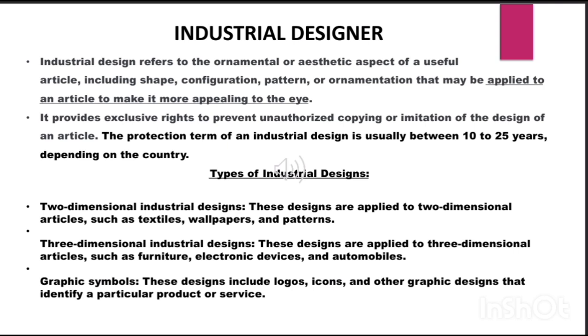Industrial designs are further divided into three types. The first one is two-dimensional industrial designs. So this is applied in articles such as textile, wallpapers and patterns. The second type is 3D industrial designs. They are applied on furniture, electronic devices and automobiles. The third type is graphic symbols, which include logos, icons and other graphic designs that identify a particular product or service.